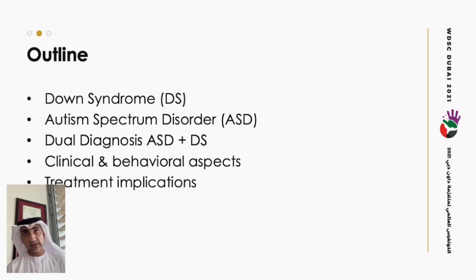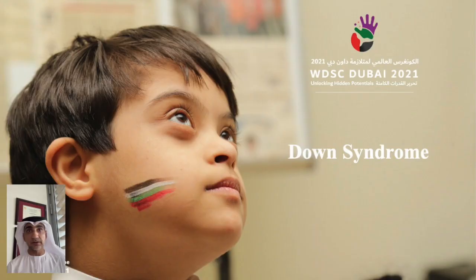The topic I'll cover today is the overlap between autism spectrum disorder and Down syndrome. This is an outline of my presentation. I will start with a brief overview of Down syndrome, and then autism spectrum disorder, and then the diagnostic overlap between the two disorders, as well as clinical and treatment implications.